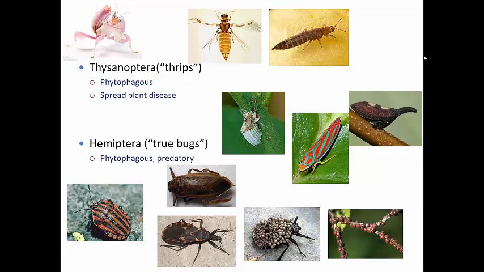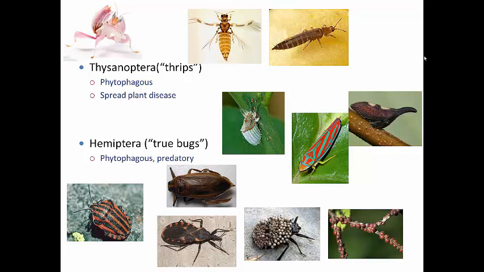And most of the species will feed on plants. So these are plant feeders, phytophagous insects. They cause a lot of problems with agriculture. So you can get a lot of thrip-borne diseases. You can get a lot of thrips damage.